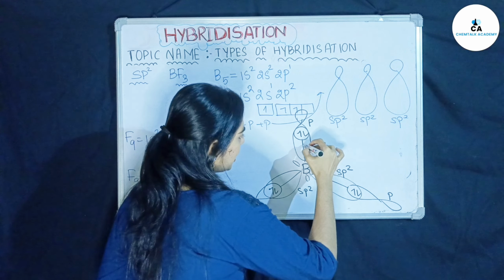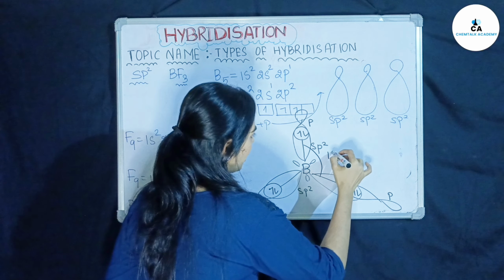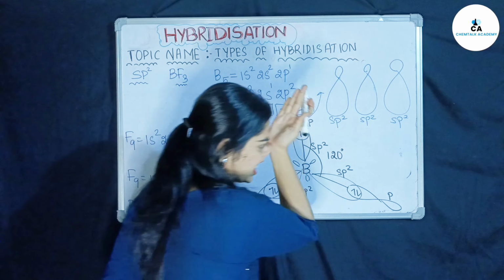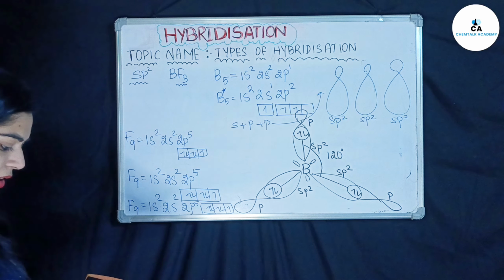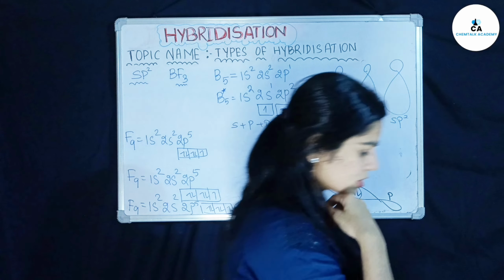Now what will be the bond angle? The bond angle is 120 degrees. Note it down first.